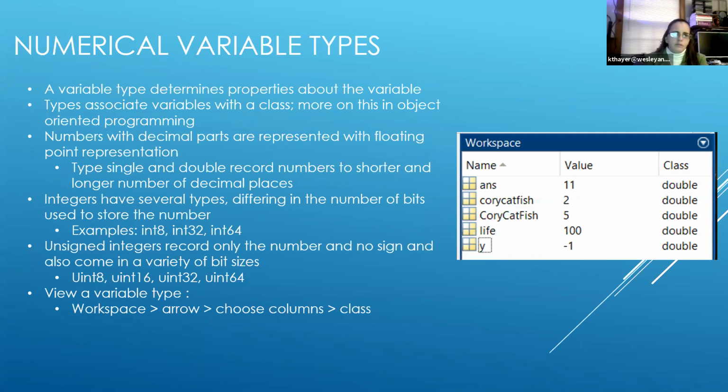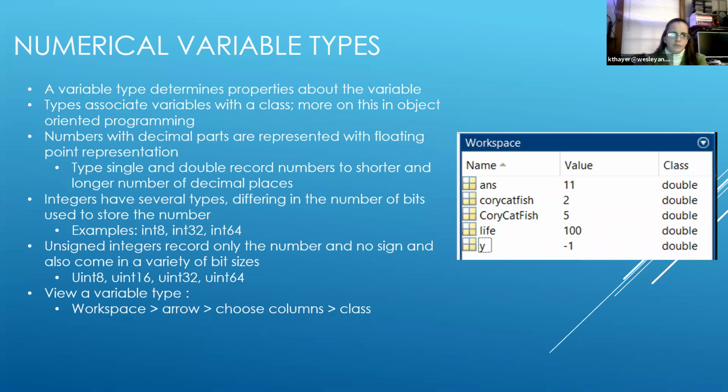So there are different types associated with variables with the class, more in object-oriented programming when we start to talk about those things a little bit more later in the class. Numbers with decimal parts are represented with a floating point representation. The types associated with those are single and double, which are going to record numbers to shorter and longer number of decimal places. This basically is going to change the precision of the calculations that you do.